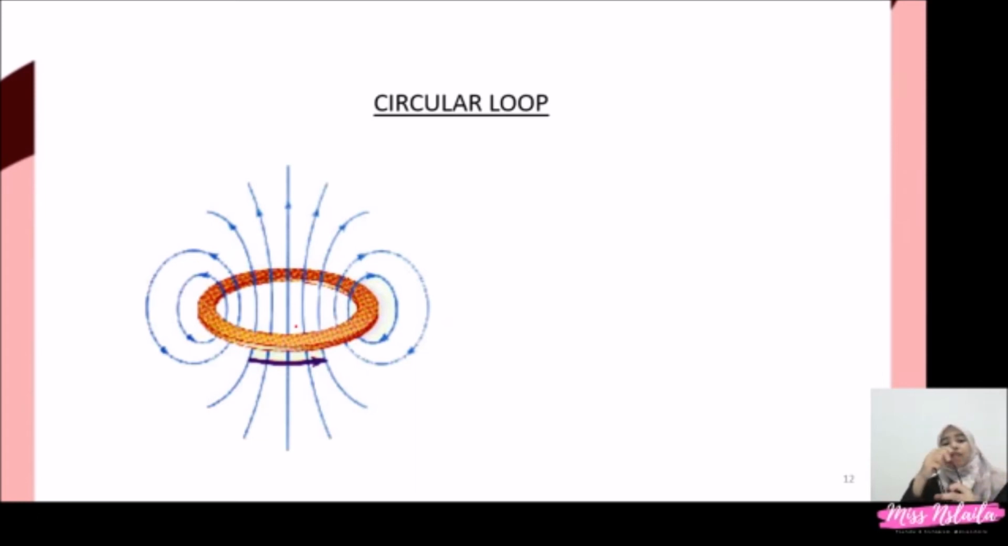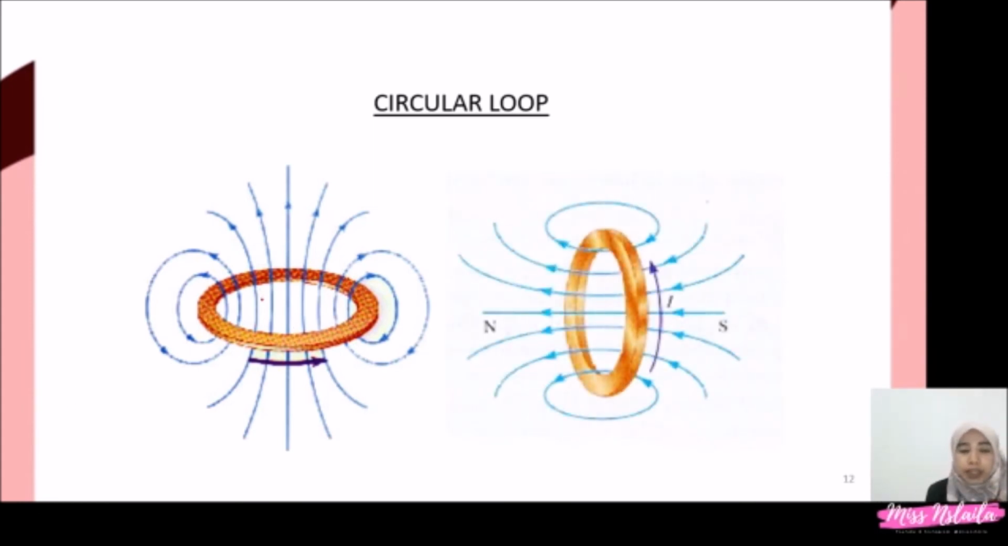let's say I have a wire like this, in the shape of a circular loop. I will grip at every position of this circular loop to determine the direction of the magnetic field. The direction of the thumb follows the direction of the current flowing on that circular loop, so it will produce a magnetic field around the circular loop. This one is when it is horizontal, and this one is when it is vertical. So, what you need to do is grasp each part of the loop to determine the direction of the magnetic field around it. This is for a single loop, just one loop.